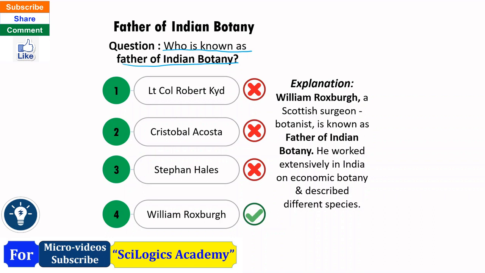Explanation we will see. William Roxburgh was a surgeon and botanist. He is known as the Father of Indian Botany because he worked extensively in India on economic botany. He worked on plants related to economic botany, and he described different species because he worked mainly in India and in the field of botany. That's why he is known as the Father of Indian Botany.